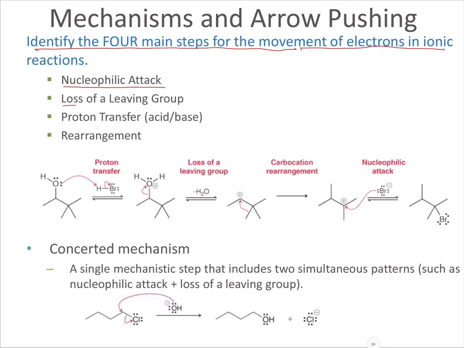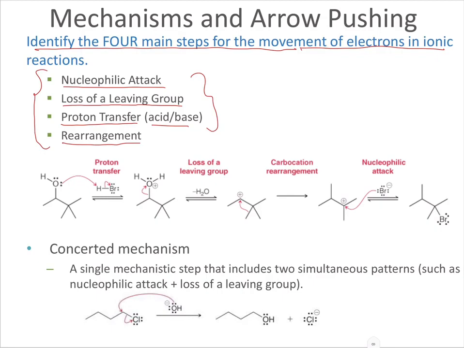We need to identify a step as being a loss of a leaving group. We need to identify a proton transfer, where there's an acid-base reaction. Then we also need to identify a mechanism as being a rearrangement. So these 4 steps are very important because they are going to form the basis of our reaction mechanisms that we are going to use from now onwards.